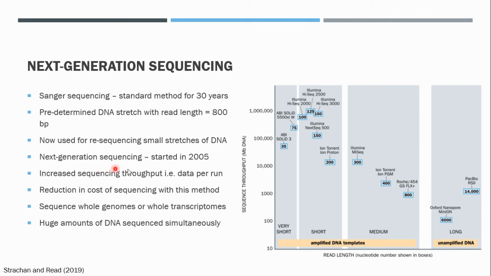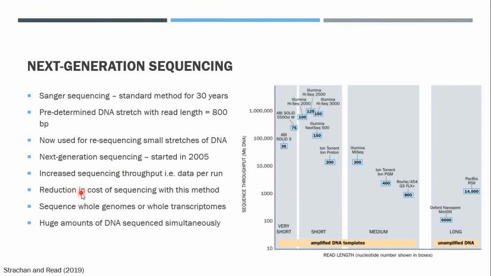Next generation sequencing is a technique that began in 2005. And since then, the amount of DNA or data that is created per run has really increased. When we talk about the amount of data per run, we talk about the sequencing throughput. So the throughput has increased drastically with next generation sequencing. Instead of just sequencing an 800 base pair fragment at a time, we can now sequence an entire genome or an exome in one run.